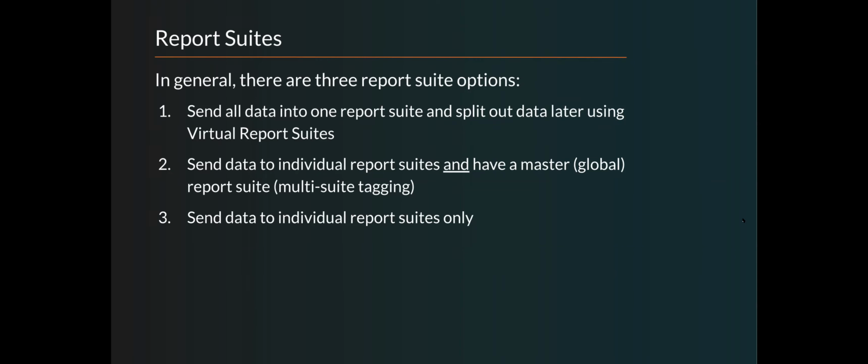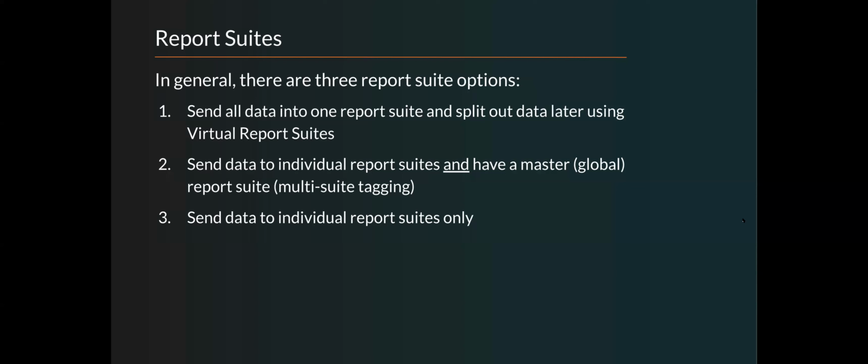The second option is to send all of your data to individual report suites. So you've got maybe one for brand A, brand B, or country A, country B, but then also have a master report suite that gets all the data, which we sometimes call a global report suite. And since you're sending data to both a low-level report suite and a global, you're sending two tags, which we call multi-suite tagging. Now that will obviously cost you more money because you're basically doubling your server calls. And Adobe loves it when you do this, but your accountants may not love it when you do that.